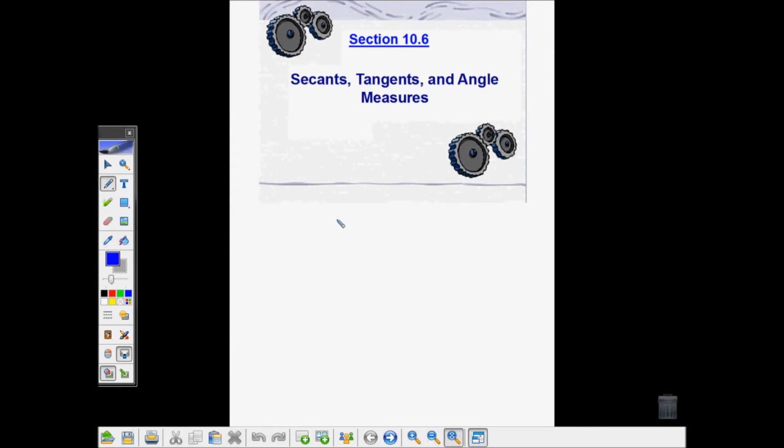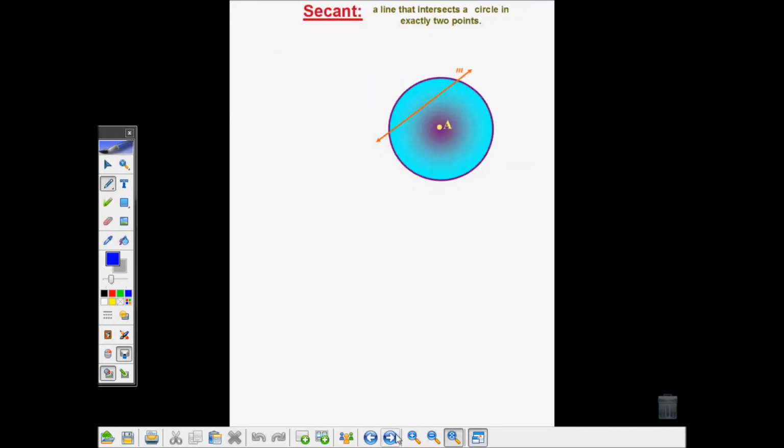So today we are talking about secants, tangents, and angle measures. We are going to put together a lot of what we have talked about. This is one of the last things from this chapter, and we've got a lot to get through, so we'll just do some practice problems, and then I will send you on your way with homework. So let's get this started.